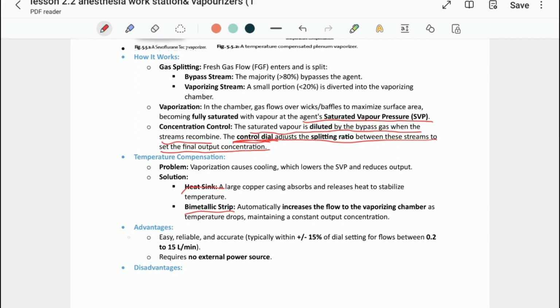The advantages of using the Tec 5 high resistance vaporizer are that they are easy, reliable, and accurate, typically within plus or minus 15% of the dial setting, at flows between 0.25 and 15 liters per minute, and they require no external power source.